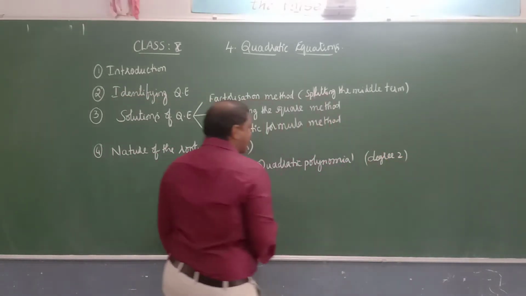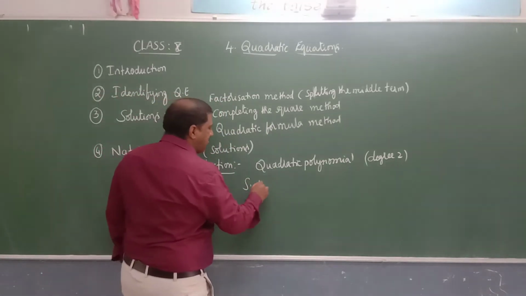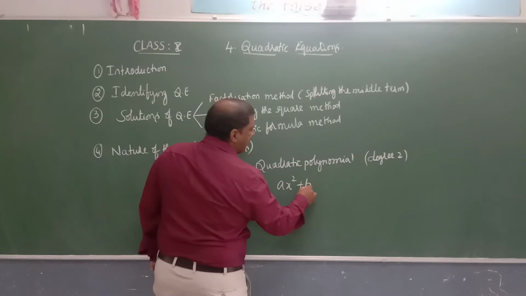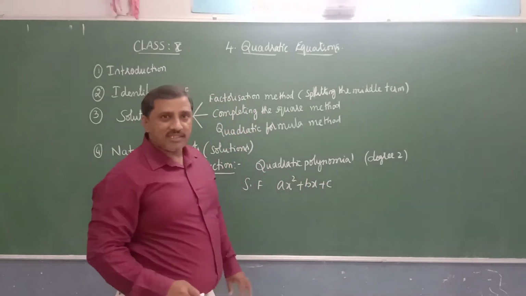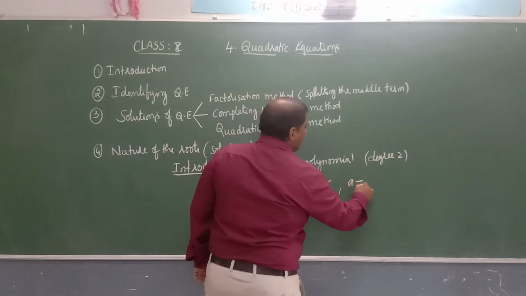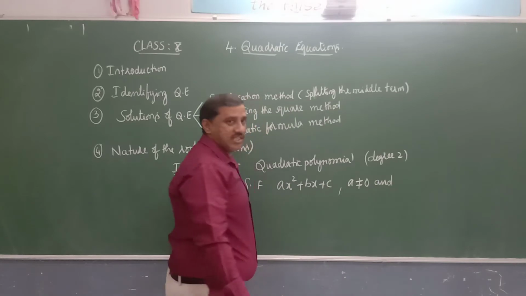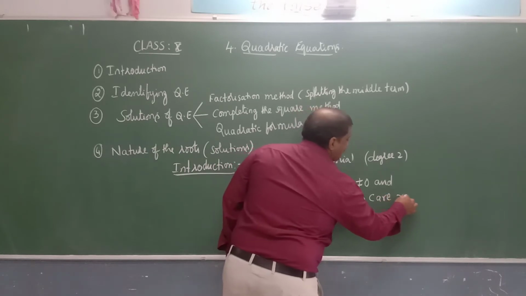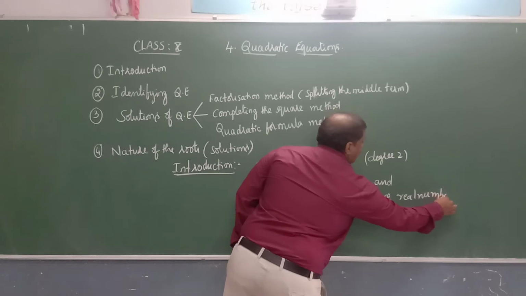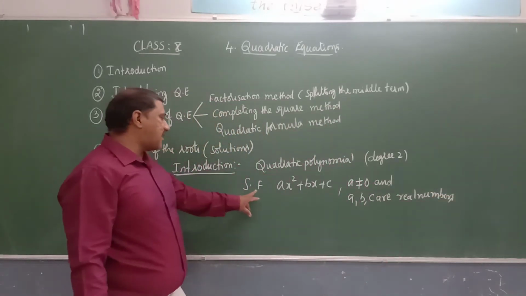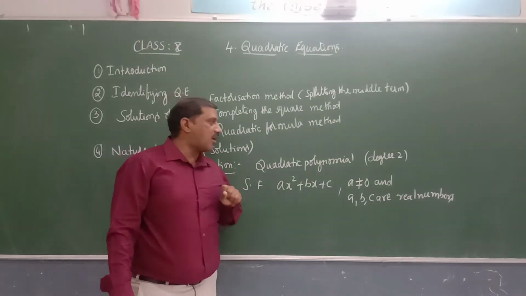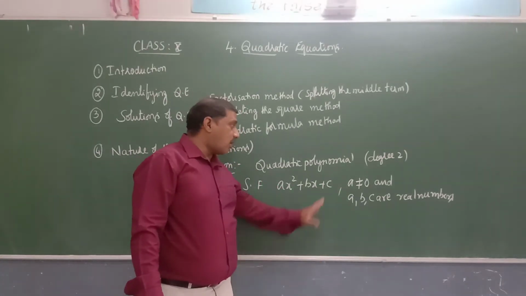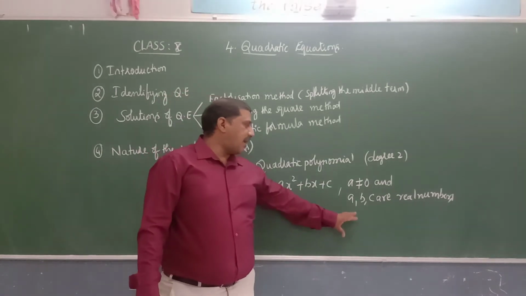The general form or standard form of a quadratic polynomial is ax square plus bx plus c, where a is not equal to 0 and a, b and c are real numbers. So this is the general form or standard form of a quadratic polynomial.